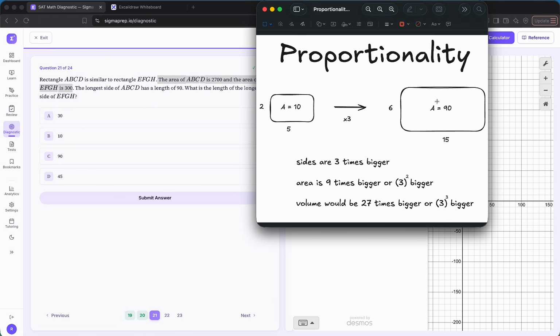The area wasn't 3 times bigger. The area ended up being 9 times bigger, right? So we're using this concept a little bit backwards. We know the area is 9 times bigger. What's that going to tell us about the sides? Well, the sides are 3 times bigger, right?